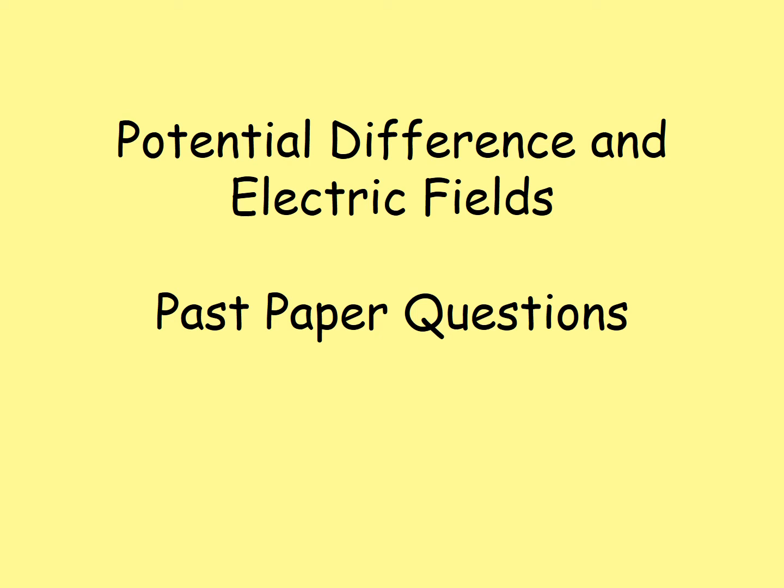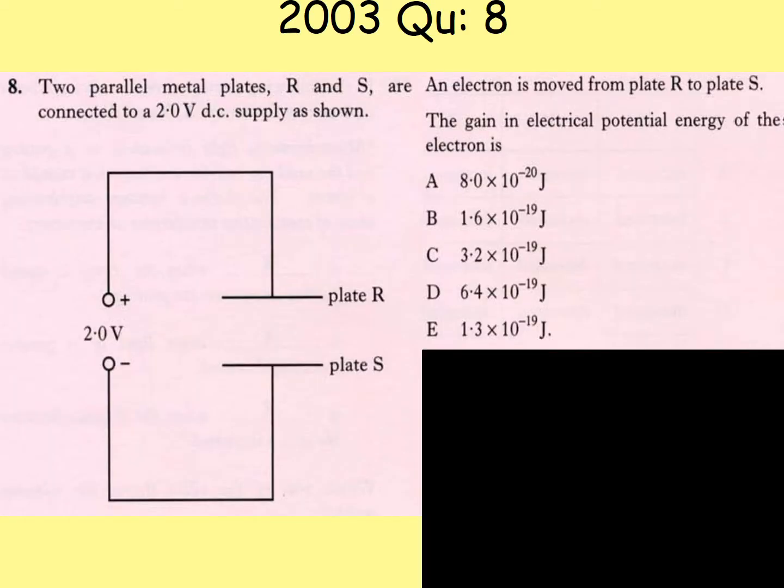Potential difference and electric fields, past paper questions. 2003, question 8. Two parallel plates, R and S, are connected to a 2-volt DC supply as shown. An electron is moved from plate R to plate S.